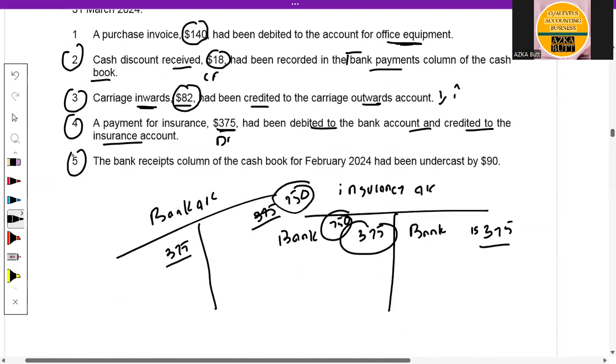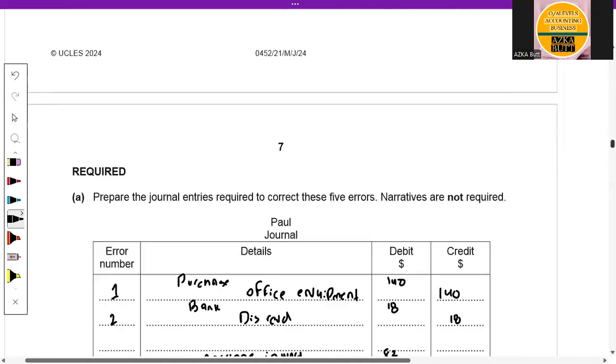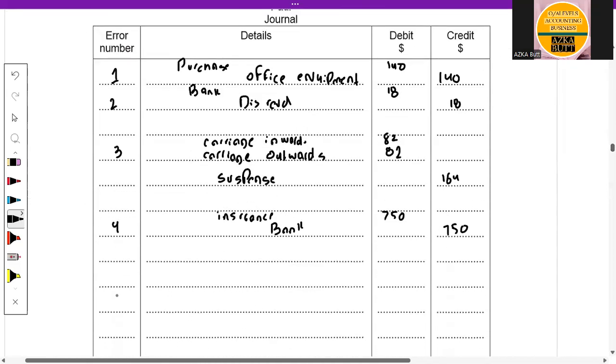Now let's see the fifth error. The bank receipt column of the cash book for Feb 2024 had been undercast by $90. It means that we decreased the debit side of the cash book, and this is the receipt side. So we have to increase the bank column, and on the credit side there is nothing, so we will be writing suspense. So for the fifth error, bank would increase by 90, and there is suspense on the other side, 90.